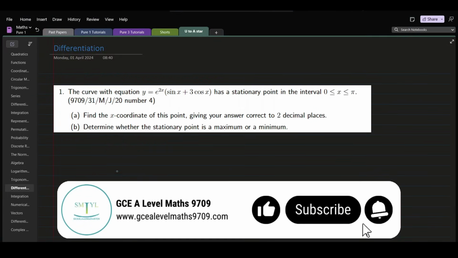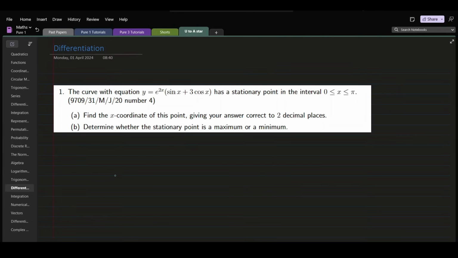Welcome to the differentiation section of our crash course. Let's get into it. The curve with equation y equals e to the 2x times sine x plus 3 cos x has a stationary point in the interval x is between 0 and pi. Part A. Find the x coordinate of this point, giving your answer correct to 2 decimal places.